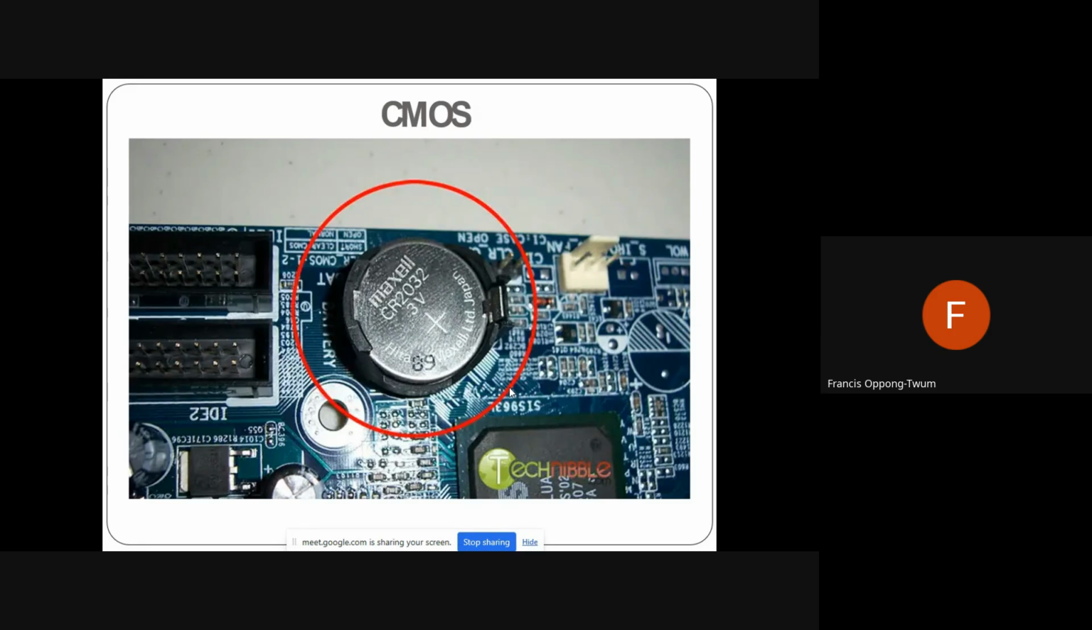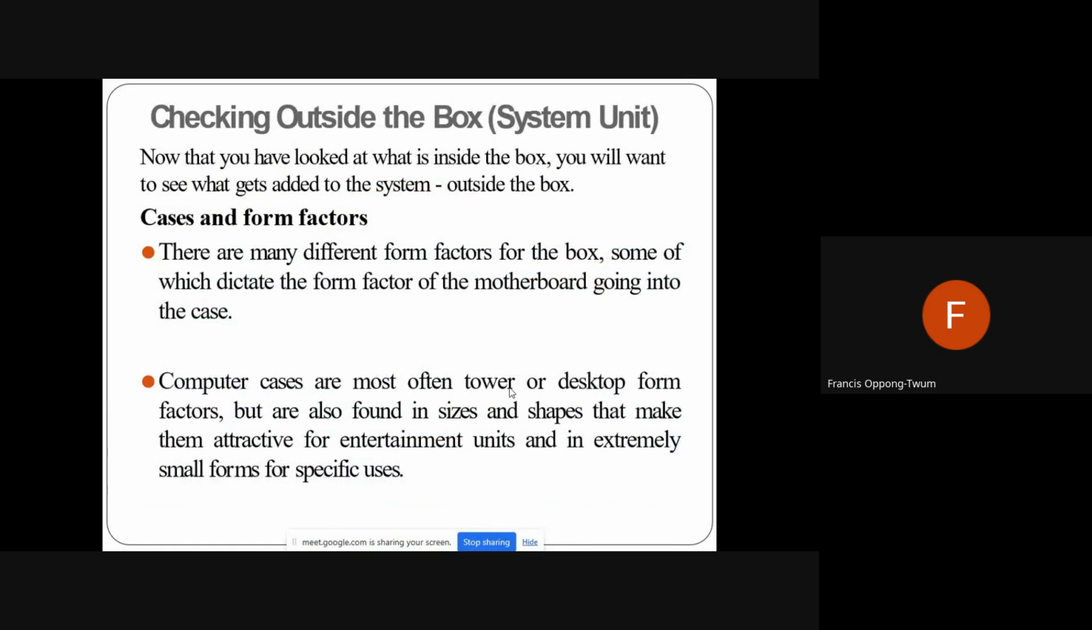We are left with a lot of components to identify. So we have the CMOS. I think we are done with the CMOS. These are some of the major components that we are going to check outside the box. We've been able to identify most of the major components inside the box, when you are able to open the box. When we talk of the outside, then we are talking about the system unit. What are some of the things that we see over there?